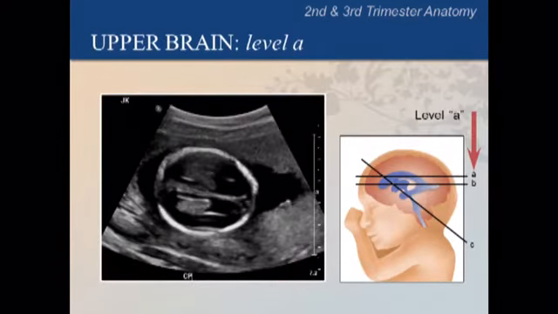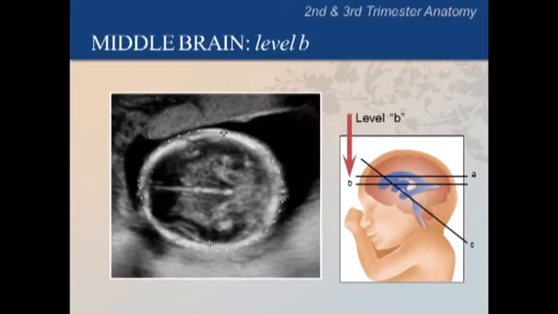This is a transverse image of the fetal head at level A, which is best to see the ventricles in the brain. We can see how level A slices through the ventricles, just above the middle. The ventricles are filled with fluid, so they are anechoic or black. The echogenic material in the ventricles makes the fluid, which is called the choroid plexus.